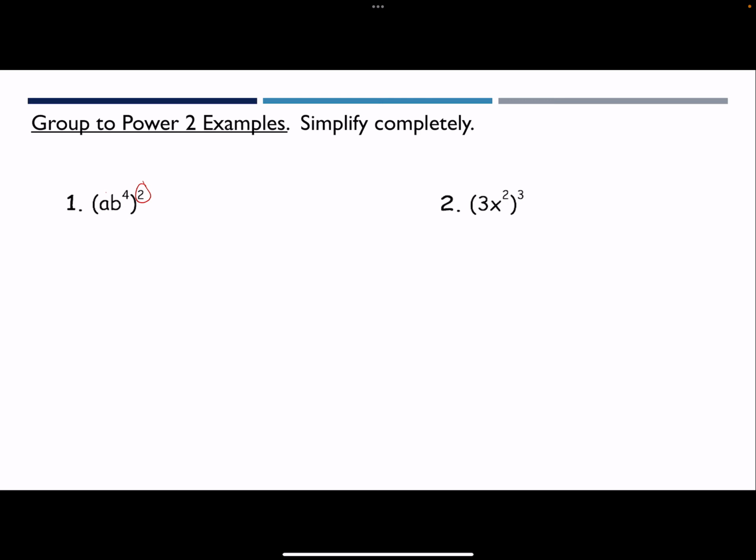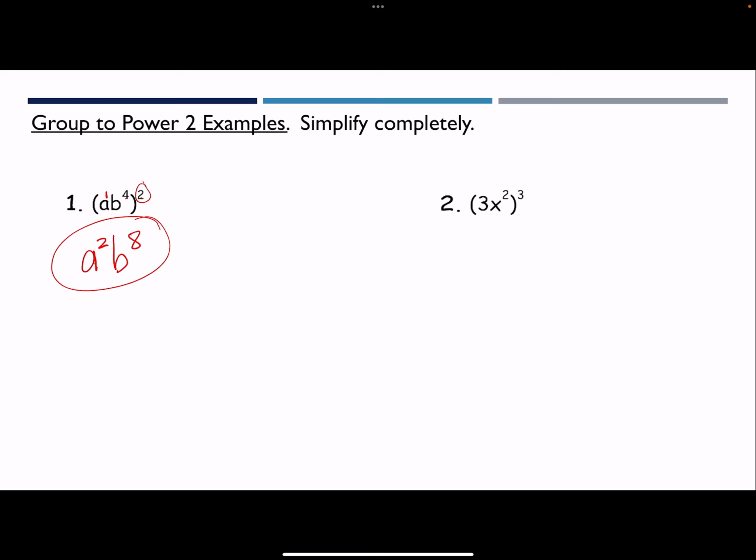So this is really like an a to the first power and a b to the 4th, because if you have a variable or a number without an exponent, it's really raised to the first power. So a to the 1 times 2 will give me a to the 2, and then b to the 4 times 2 is b to the 8th.